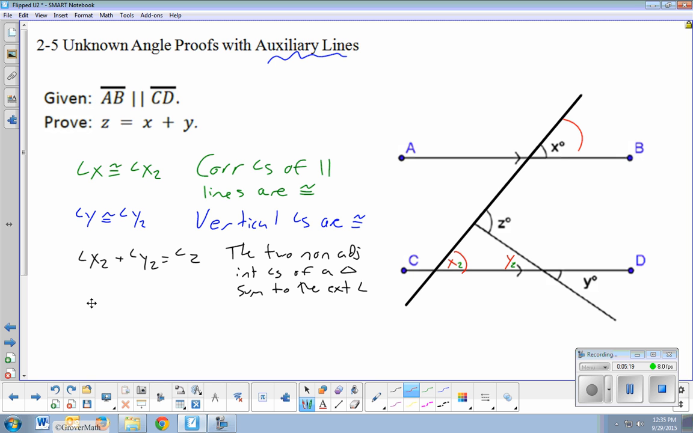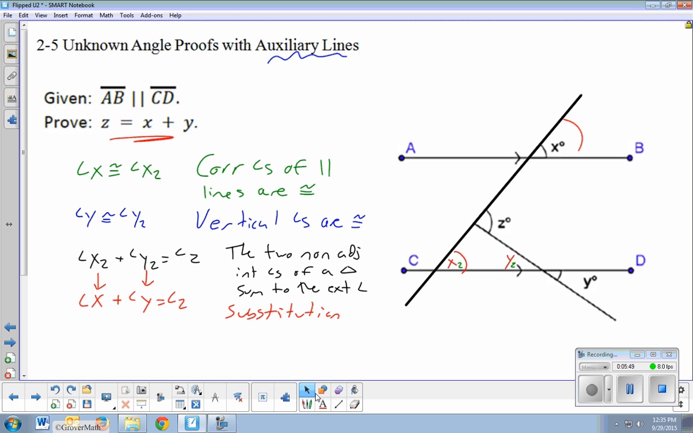That works. And then lastly, I'm going to switch that to be regular angle x, not x2, plus regular angle y, not y2, equals angle z by substitution, which is what I wanted up here. And I could do that because x2 and x are the same thing, so I could swap that out with regular x, and y2 and y are the same thing, so I could swap that out for the y, and there we go.